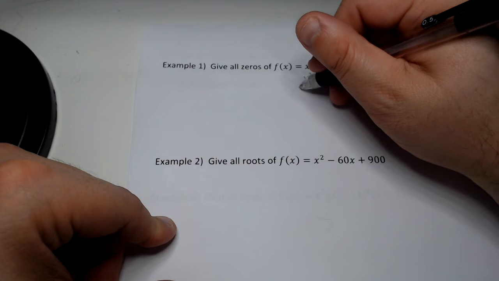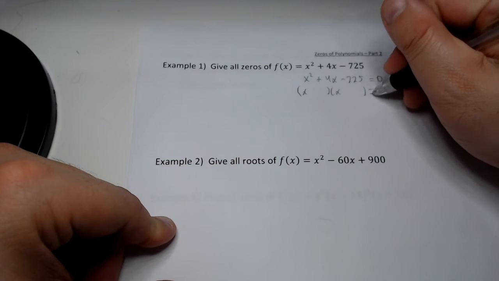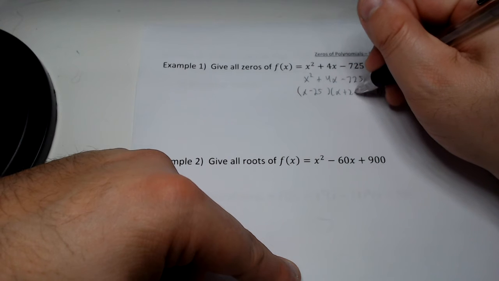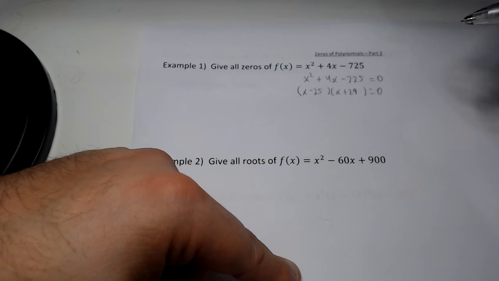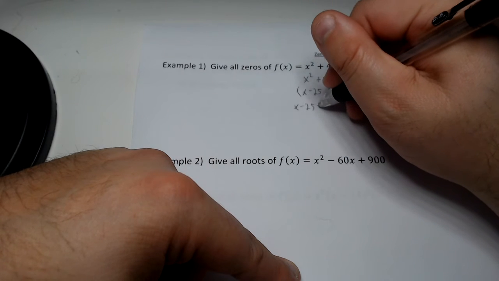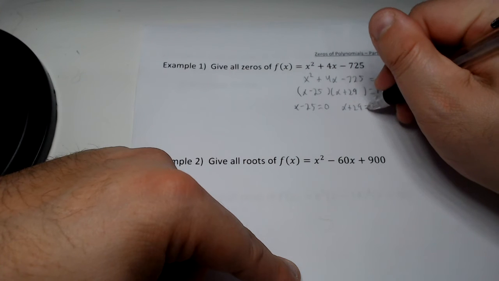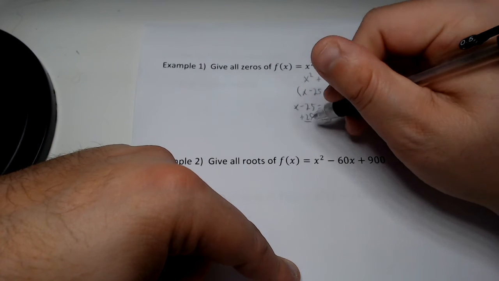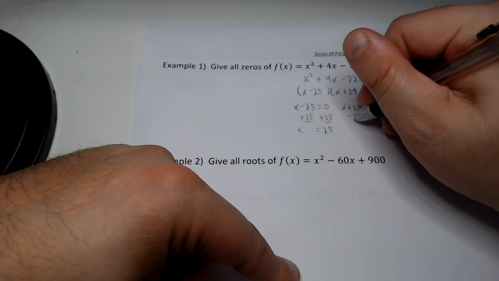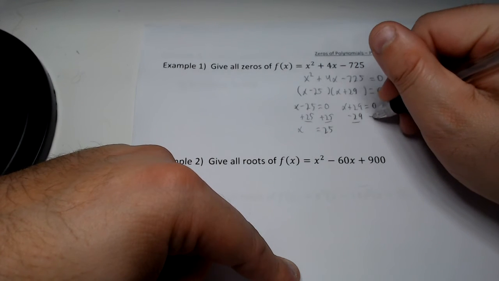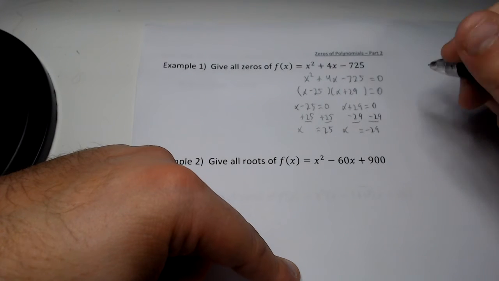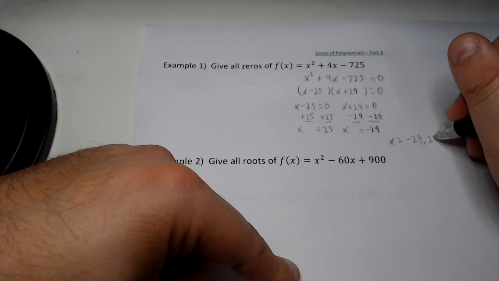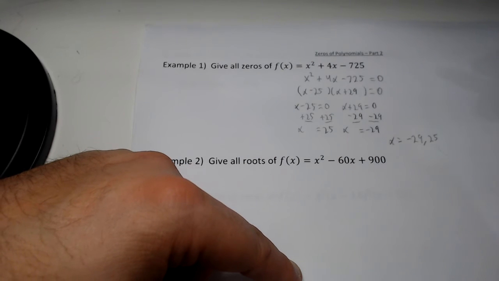and solve. Well, it's factorable, so I'll factor. The pair of factors of negative 725 that add to positive 4 are negative 25 and positive 29. So I have x minus 25 equals 0, x plus 29 equals 0. So add your 25, and x equals 25. Subtract your 29, and x equals negative 29. So x equals negative 29 and 25. Those are the values of x that would make this polynomial equal 0.